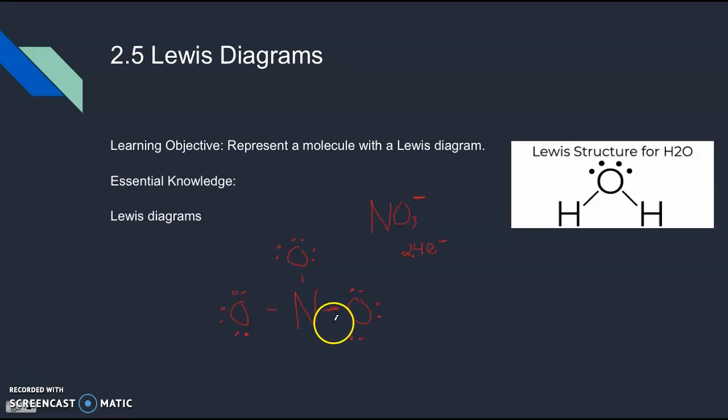Then the last thing you do, make sure the center atom has the octet rule. So right now we have 2, 4, 6. Nitrogen has to have 8, so we'd want to get rid of a lone pair and turn it into a shared pair. So now we have a double bond right there. And then the last thing, because this is a polyatomic ion, we want to put brackets around the whole structure and indicate the charge in the top right.